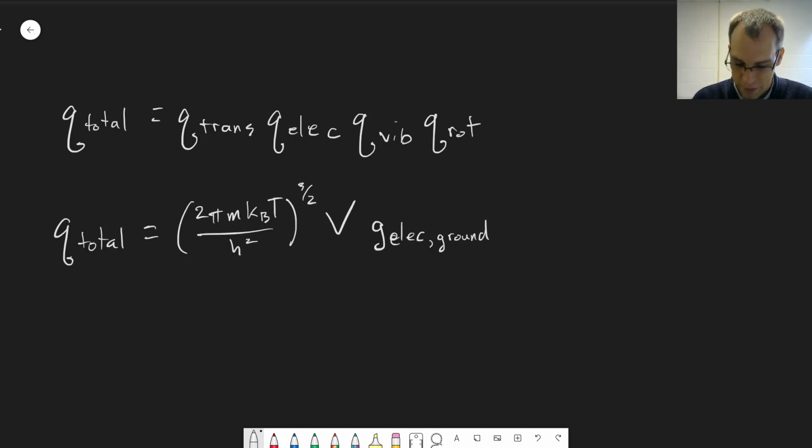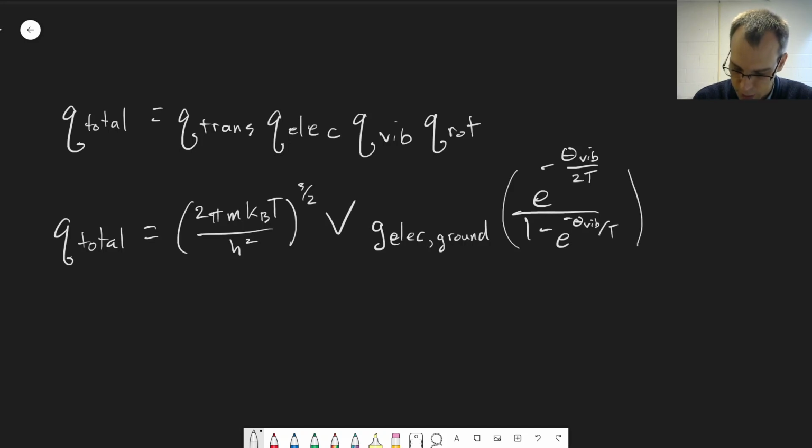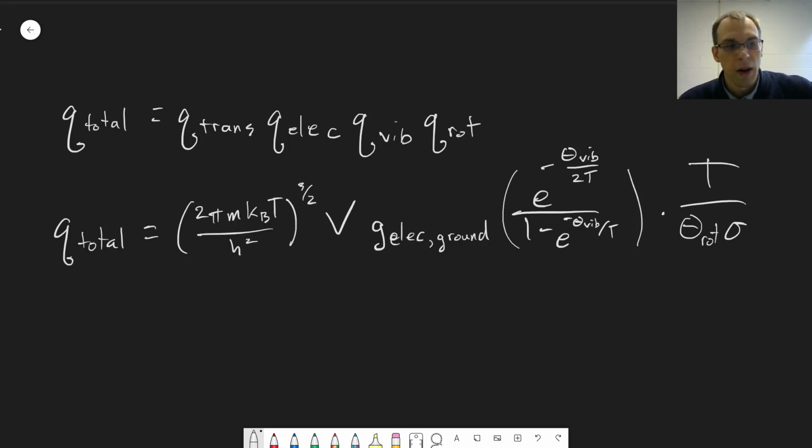Our vibrational partition function is e to the minus theta vib over 2T divided by 1 minus e to the minus theta vib over T. That's our vibrational partition function. And then our rotational partition function we just found is T over theta rot times sigma. All right, and so this is our total partition function for a diatomic molecule.